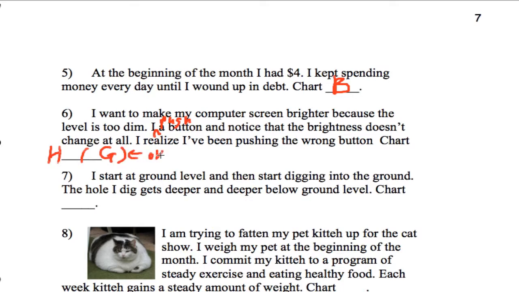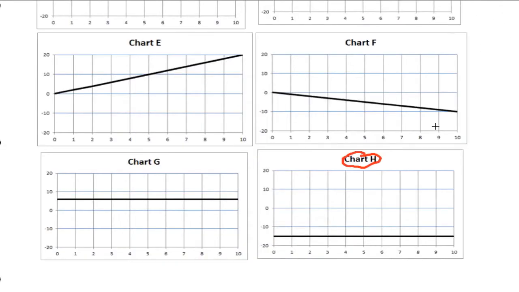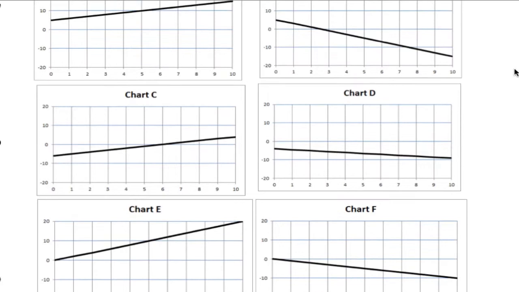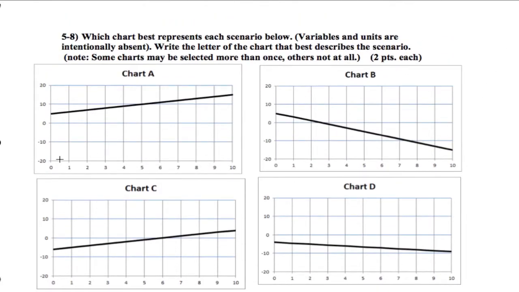And then number 7, I start digging at ground level and start digging into the ground. The hole I get gets deeper and deeper below ground level. So what chart would that be? So I need to start with 0 depth. And then I need to get more and more into the hole as I dig. So I need to start at 0.